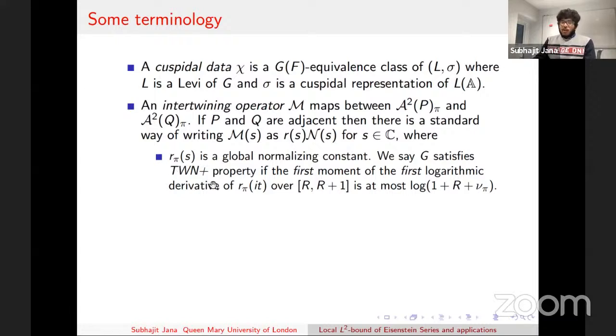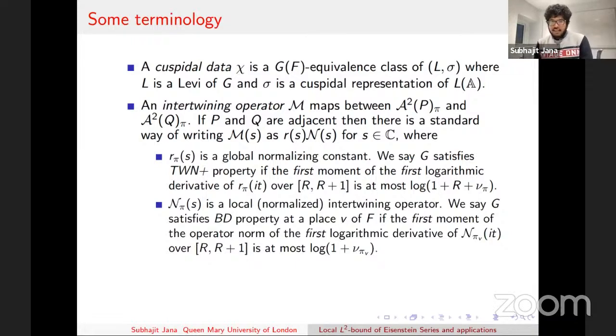This is called twisted winding number, or the stronger version of that. Similarly, they have also defined a similar property for the normalized intertwining operator, which is NS. This is a local property because this normalized intertwining operator breaks into local places.